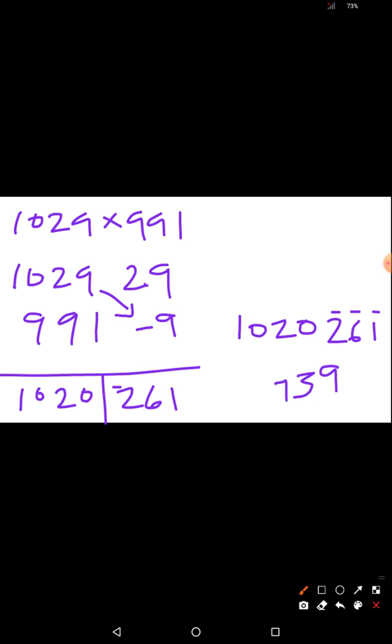And then what we have to do? This 1020 minus 1. You have to find out 1020 minus 1. So that is 1019. So this is our answer. 1019731. That is our answer. Okay. So let's do one more example.